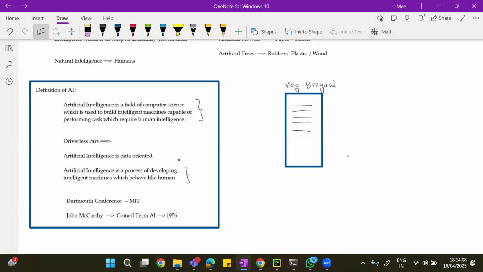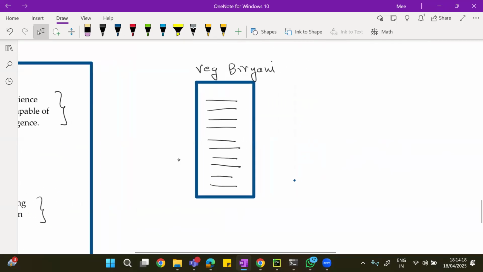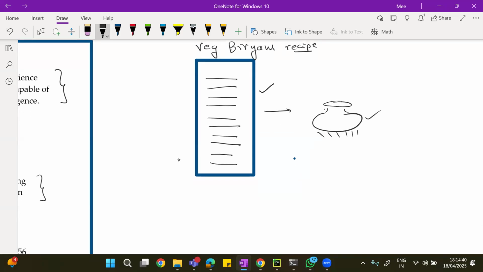What do you mean by this? This is nothing but the ingredients required to cook the veg biryani. Based on this recipe, we are going to cook the biryani, and you will be having it. Now, what is this recipe? A recipe is nothing but the rules and regulations which we have to follow to cook our required dish, right?